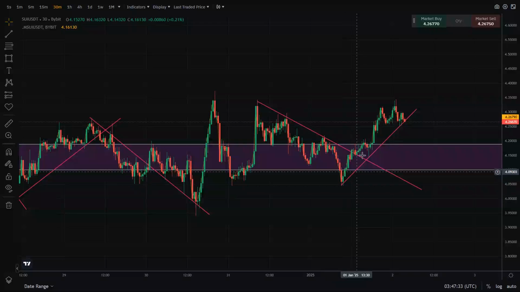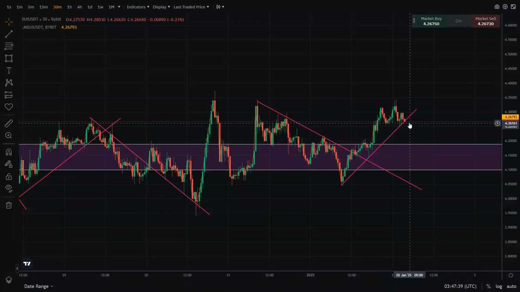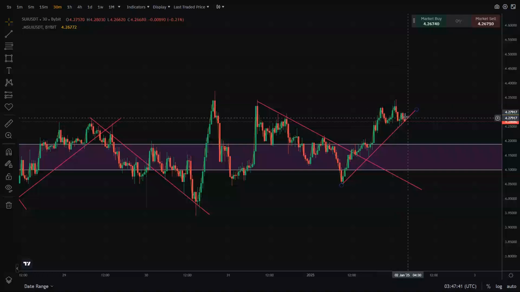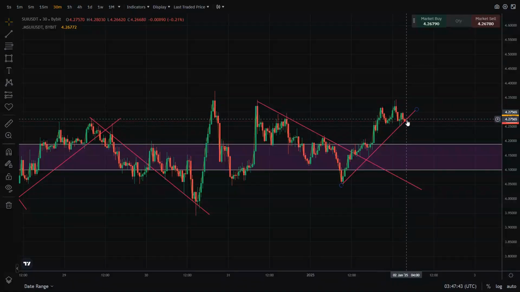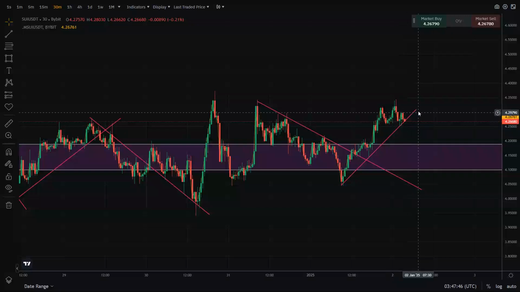And take a look, we have one, we have a second touch, and we have the third touch here. And take a look at this. This is a lower high, telling us that there is a possible break. So take a look at this.